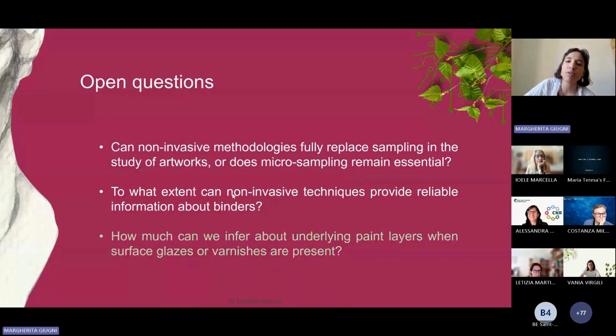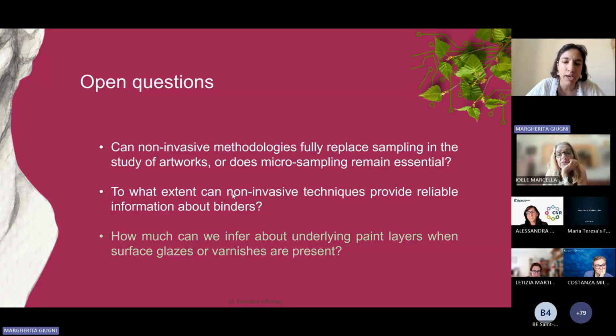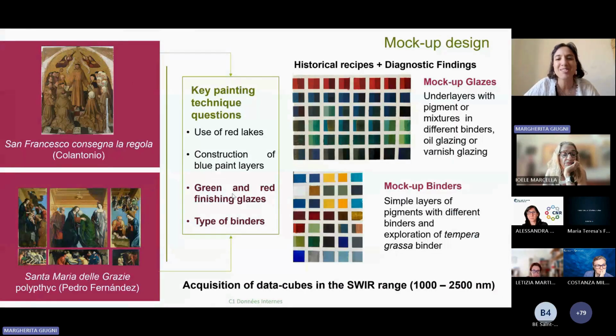So these results raise important methodological questions. Would we have been able to fully characterize binders and glazing materials without taking samples? Can we fully replace sampling with a non-invasive approach? And if so, to what extent can we be reliable about binders, especially in the presence of surface glazes or varnish? In order to try to answer these questions, we designed some mock-ups, of course.